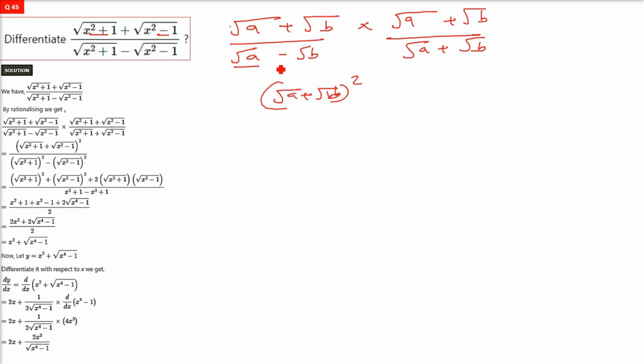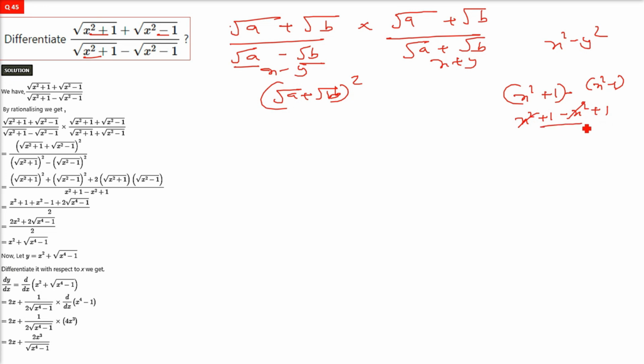So numerator will be root a plus root b whole square. Denominator will be this term, a minus b into a plus b. So it will be a square minus b square. So we have x square minus y square if we have x minus y into x plus y. So this will be x square plus 1, that is, the root will be eliminated, minus x square minus 1. What do you get? X square plus 1 minus x square plus 1. So x square gets cancelled, you get 2. So this is 2, we are going to use it later, or we'll write it later. So 1 by 2 is already there, it is in the denominator. I just told you about the denominator.